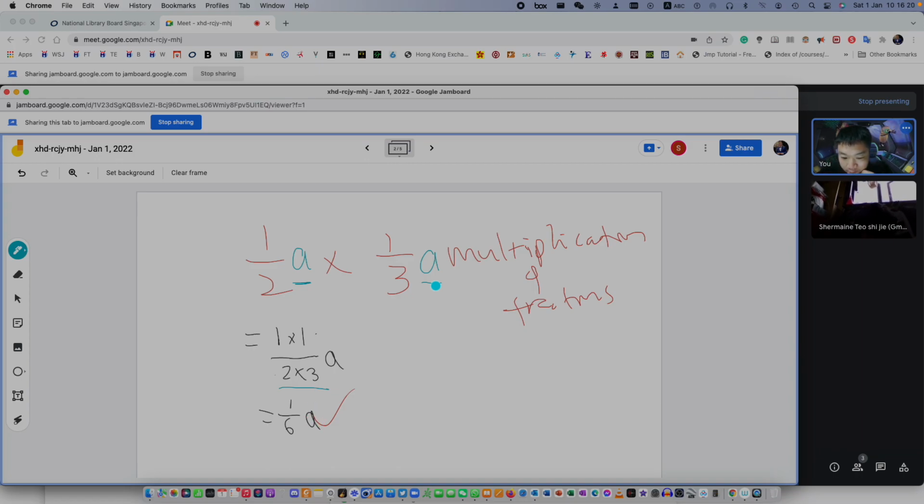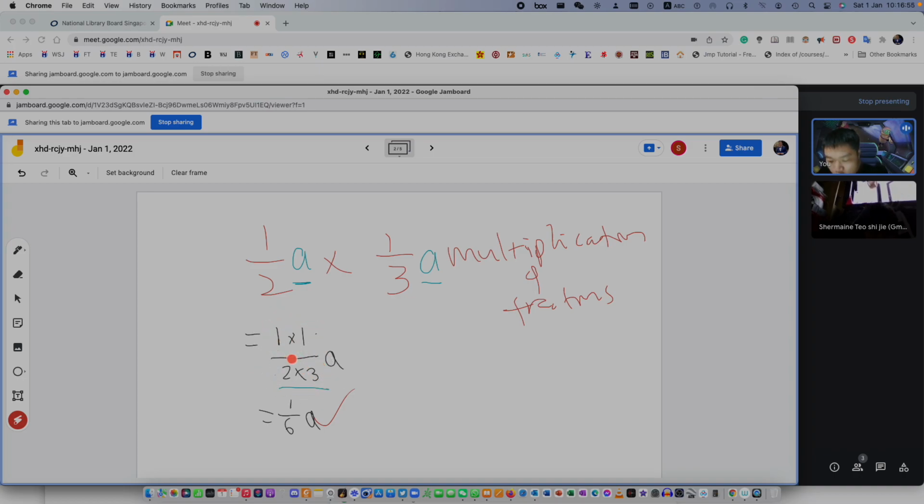Do you think you are correct? Can you tell me what you have done here, just for the numbers? I'm not talking about the letter a yet. I just want you to focus on what you have done for the numbers. You times each number. So basically you times the numerator, you times the denominator, right?